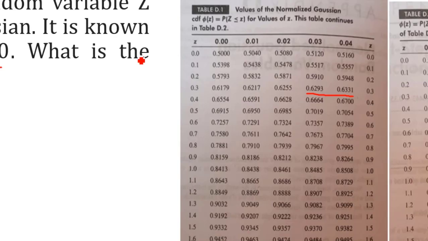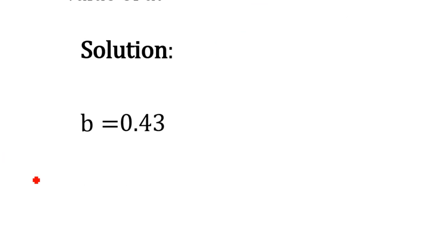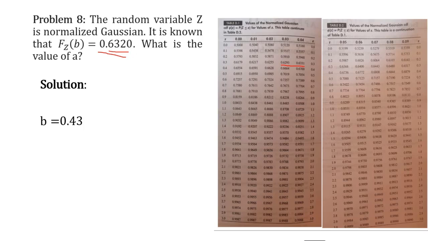0.6320, here 0.63, or else 0.633. Both are okay. If you write 0.33 or else 0.34, both are acceptable, right? Okay, here the answer is 0.33 or else 0.34. Here a previous value was copied, so it is showing the wrong result.